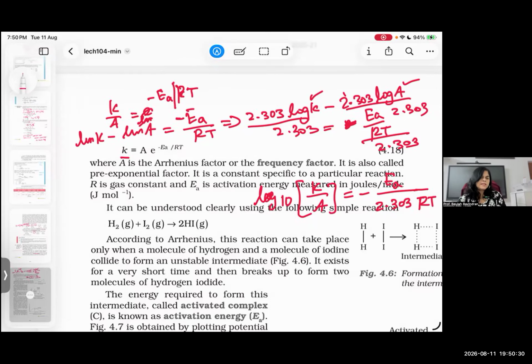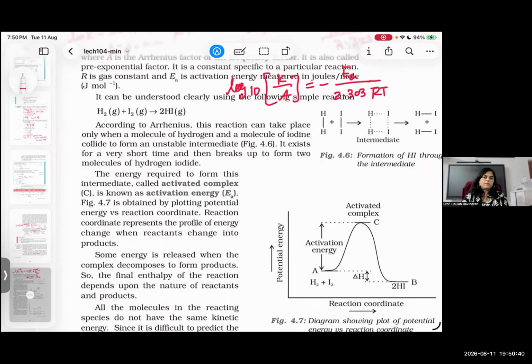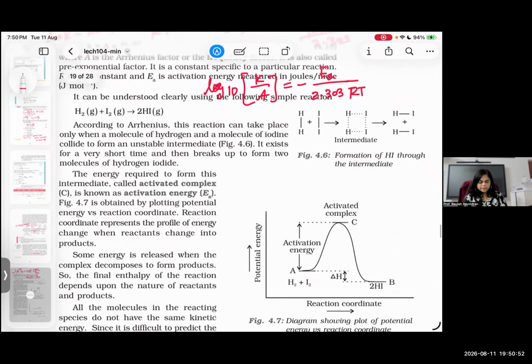So what is this activation energy? That is what we are going to study about. Here in your book it is given, hydrogen plus iodine. What is hydrogen and iodine? See, hydrogen is a diatomic molecule, iodine is also a diatomic molecule. They are bonded with a single bond, like this, and it produces two HI.